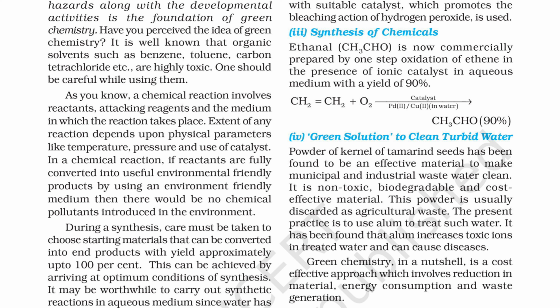Green chemistry, in a nutshell, is a cost-effective approach which involves reduction in material, energy consumption and waste generation.